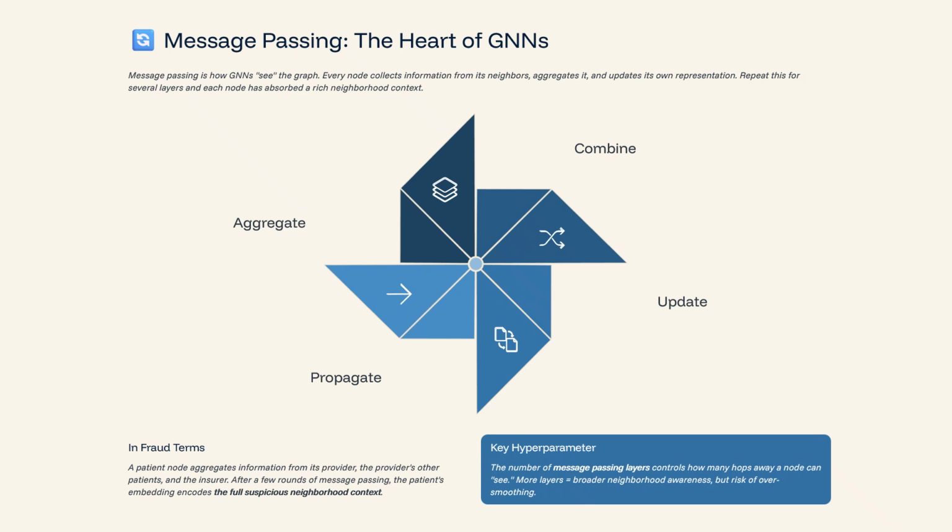Message passing is the mechanism that makes GNNs work, and it's worth taking a moment to really internalize it. Here's the cycle. Every node in the graph aggregates messages from its neighbors. It then combines those messages with its own features. It updates its own representation based on this combined information, and then it propagates its updated representation back to its neighbors for the next round. You run this cycle multiple times, multiple layers, and after just 2 or 3 rounds, each node has effectively absorbed information from its entire local neighborhood.